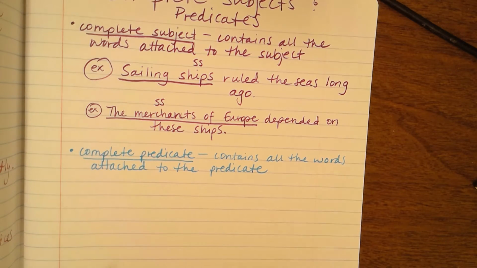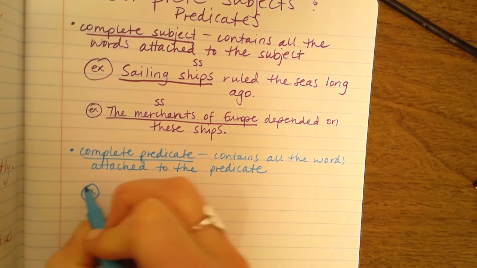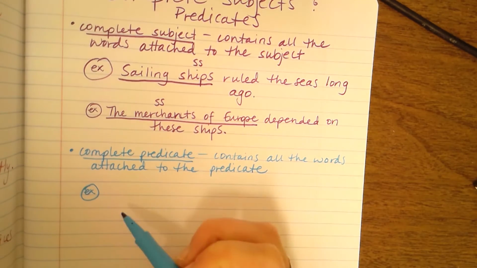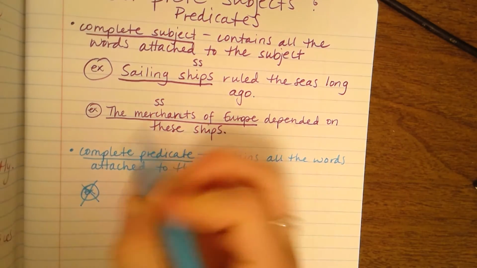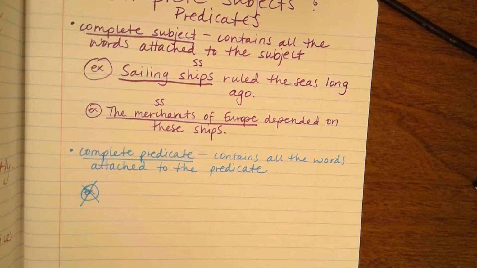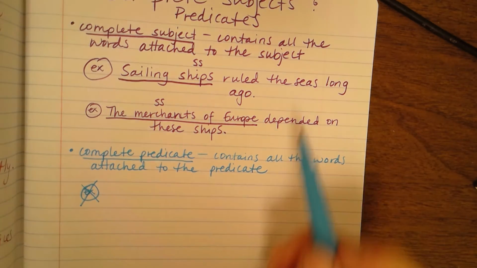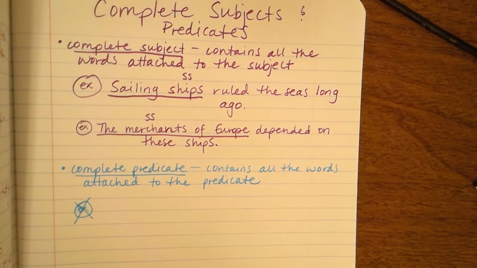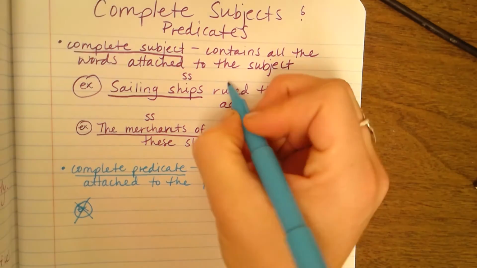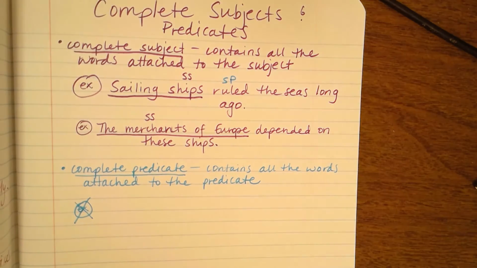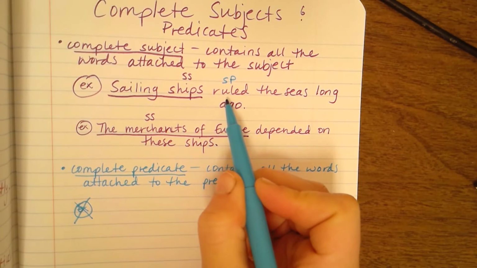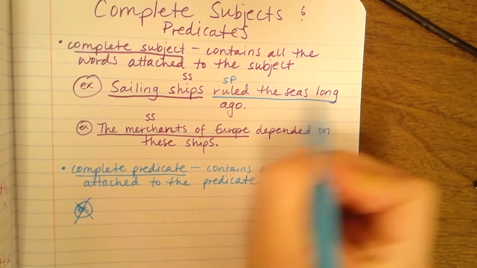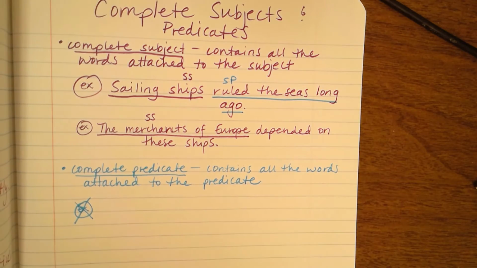All right, now let's look at these sentences above. Let's go back and visit the sentences up above instead of rewriting them down below. Now, your simple predicate in sailing ships ruled the seas long ago is ruled. Okay, that is the predicate. Ships are ruling. That is the action of the sentence. But the complete predicate is always, always, always going to be every single word after your simple predicate.